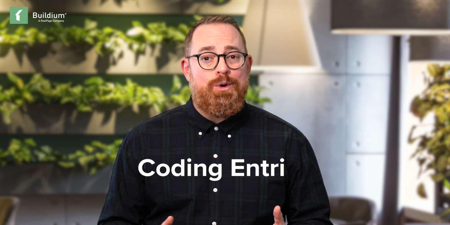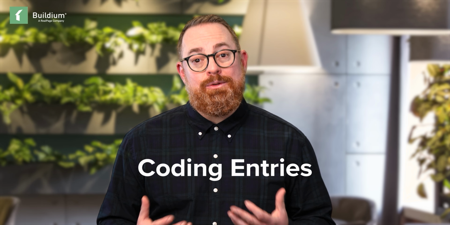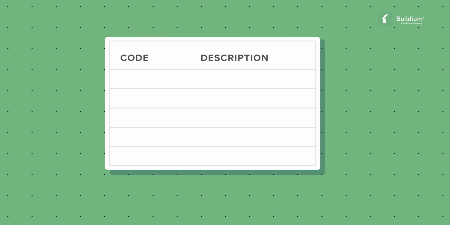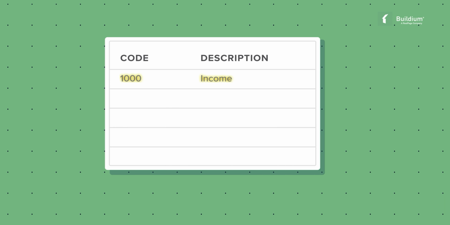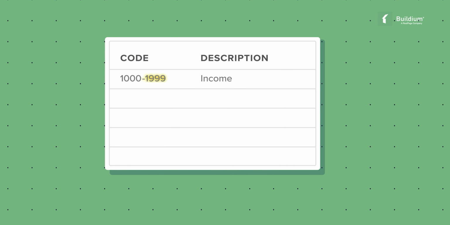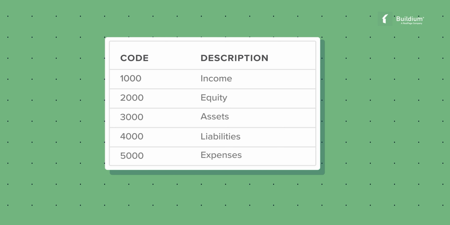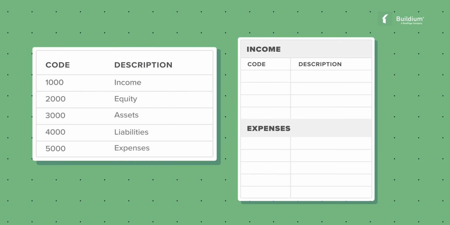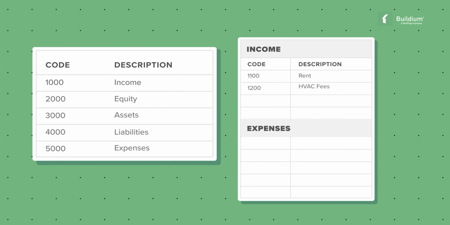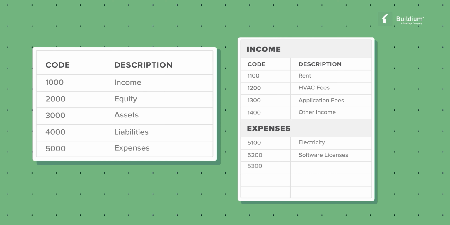Now let's talk about coding. Many experts recommend numbering line items using ranges of 1,000. For example, income would be assigned the high-level number 1,000, and all income would be coded between 1,000 and 1,999. Each high-level category owns a range of 1,000. Under that, you can assign different subcategories their own numbers. Under income, rent might be 1,100, and under expenses, electricity might be 5,100.